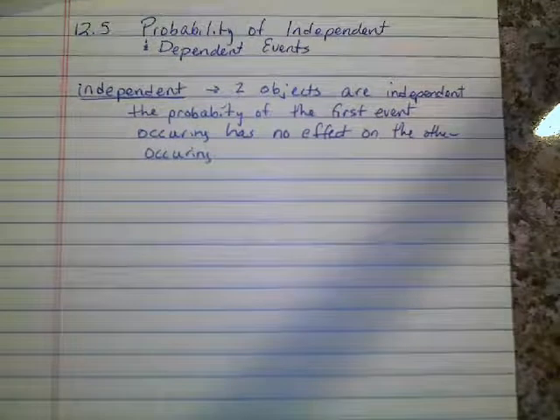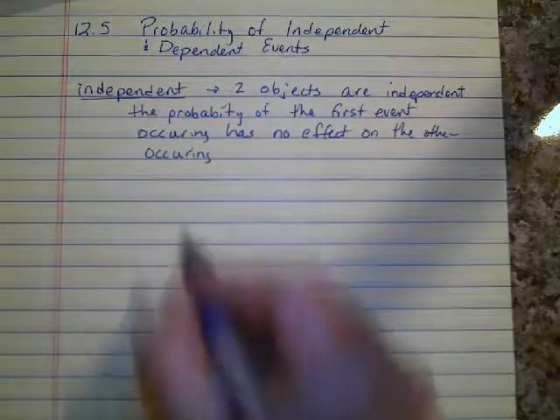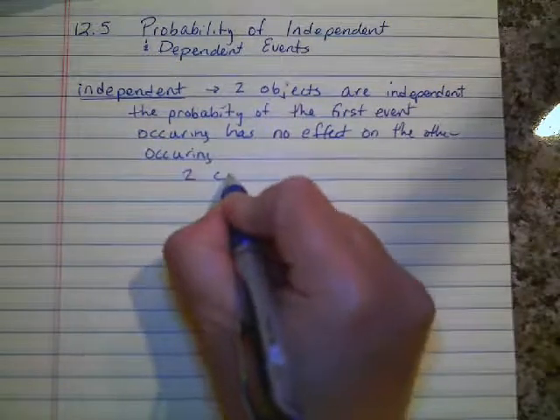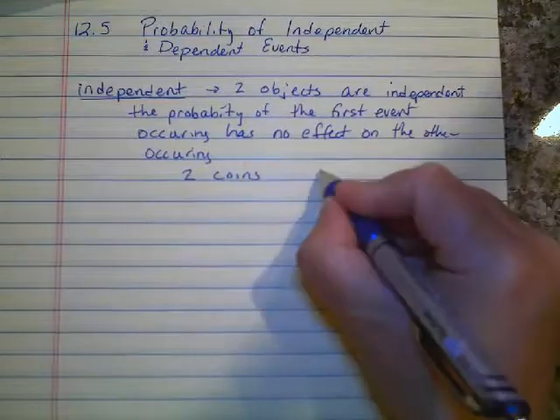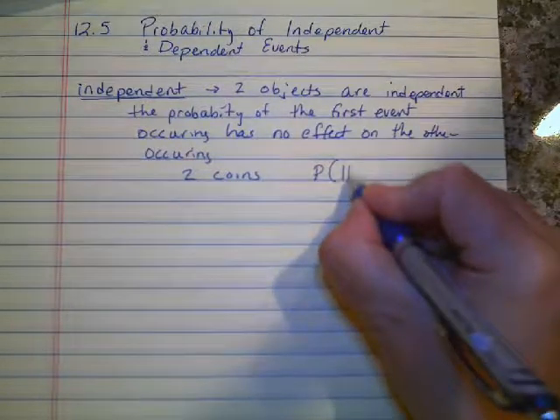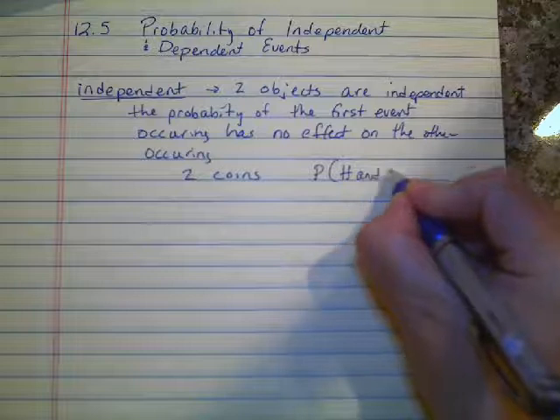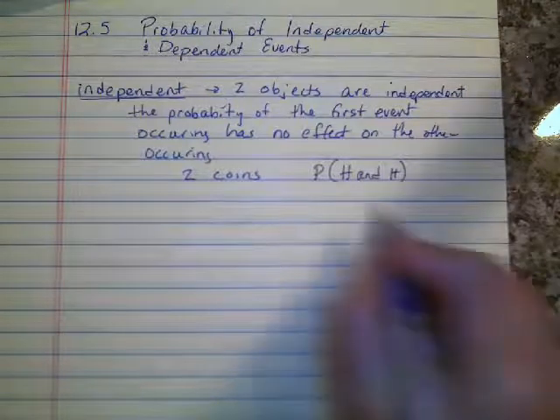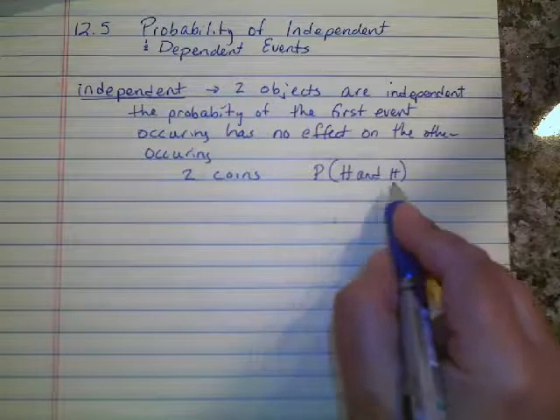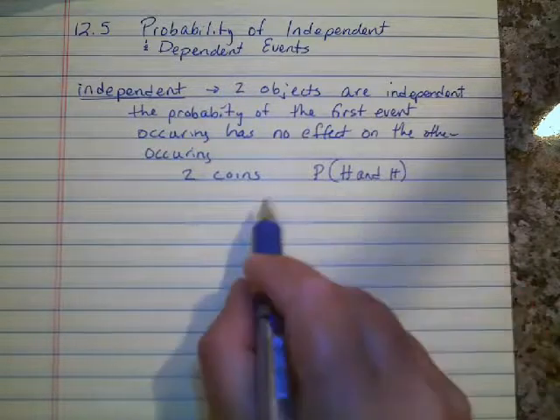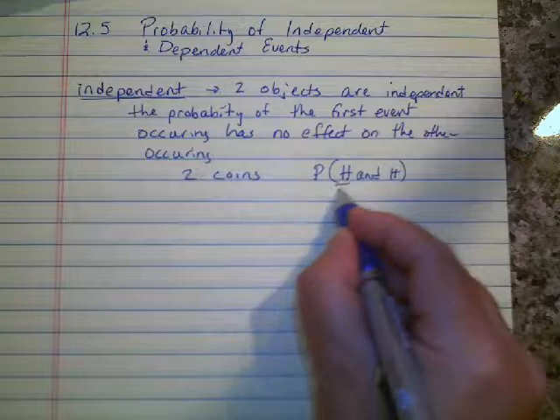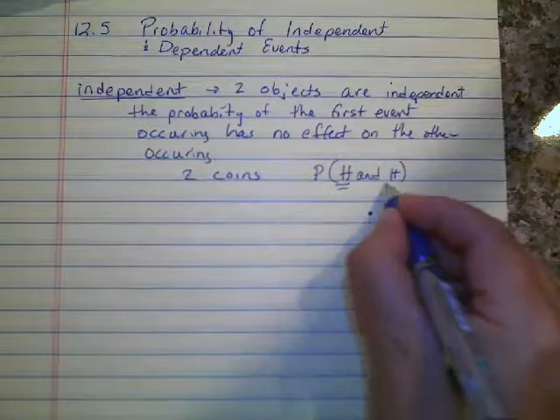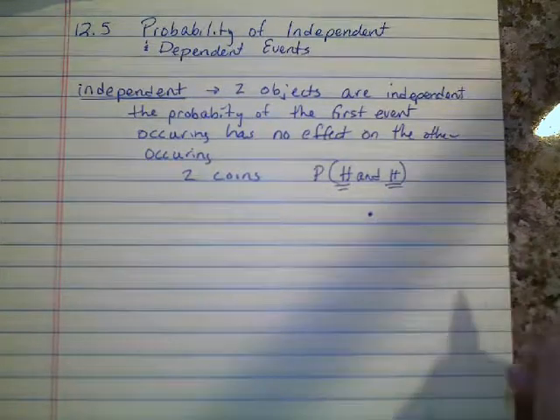occurring. This would be a problem like I flipped two coins, and I want to know the probability of getting heads on the first one and heads on the second one. The probability that I would get both heads means that I'm going to take the probability of the first one and multiply it by the probability of the second one.